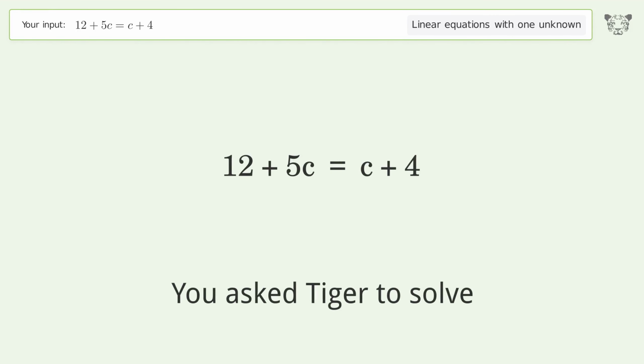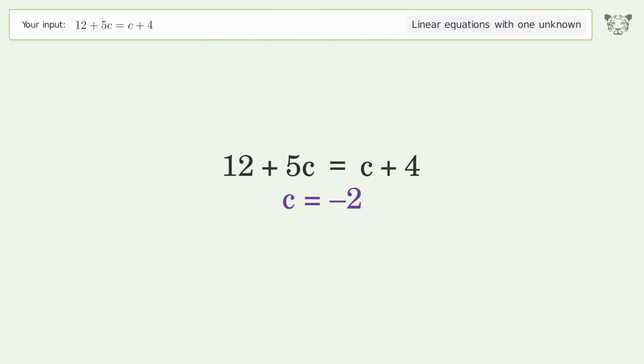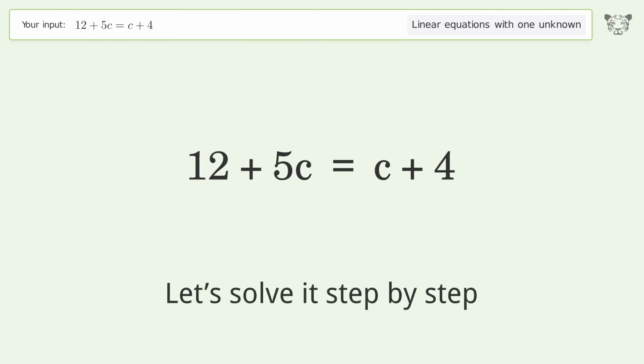You ask Tiger to solve. This deals with linear equations with one unknown. The final result is c equals -2. Let's solve it step by step.